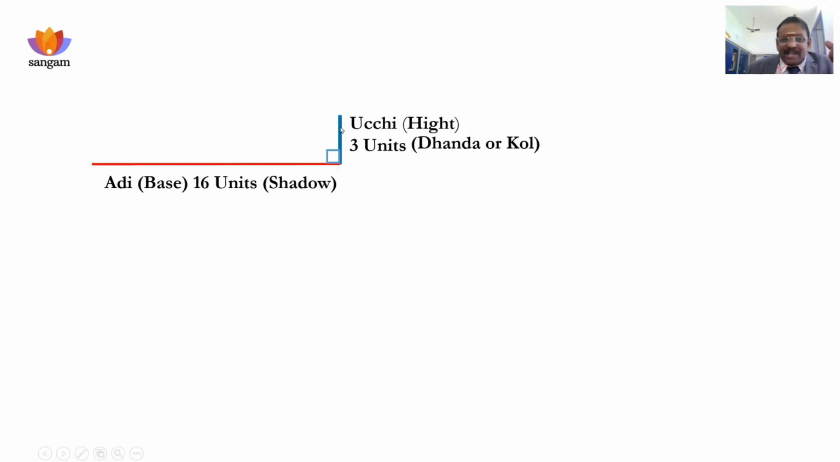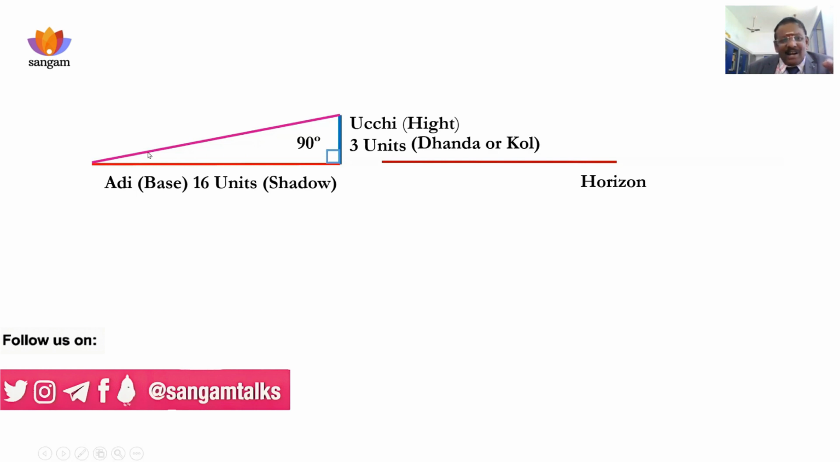So when the height is 3 and the base is 16, when a rod casts a shadow 16 units long for 3 units of height on the earth, at that time is the auspicious time, Kubha Lagna or Kubha Vara. So at that time only Sivalinga Pradishta happened. This is the horizon on the earth surface. The shadow falls on the earth surface. This is the hypotenuse, so it becomes a right angle triangle, and this is sine theta.